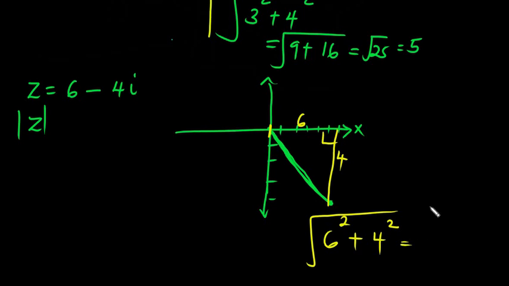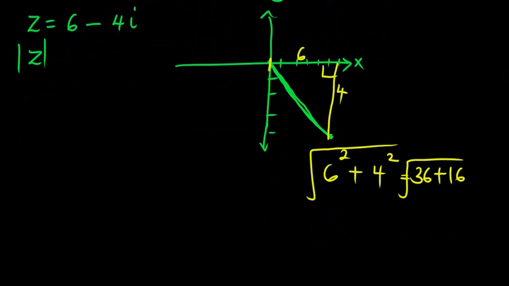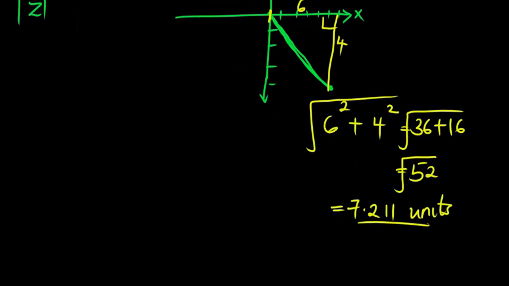So this is going to be 36 plus 16, and then find the square root. So this is going to be the root of 52, which is going to be 7.211 units, and that is the modulus of that complex number.